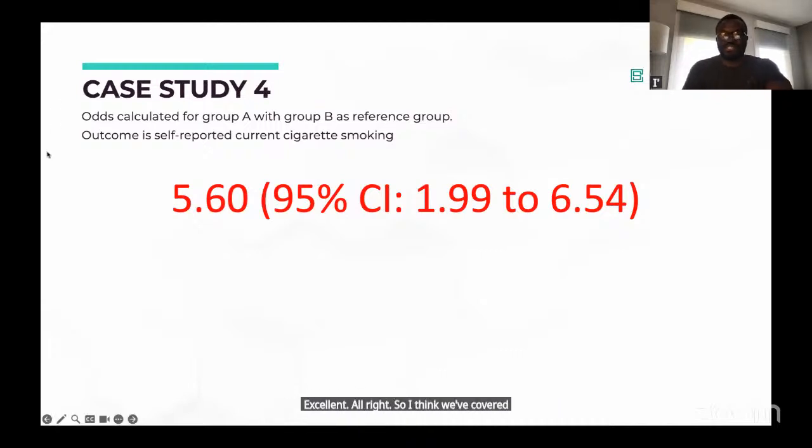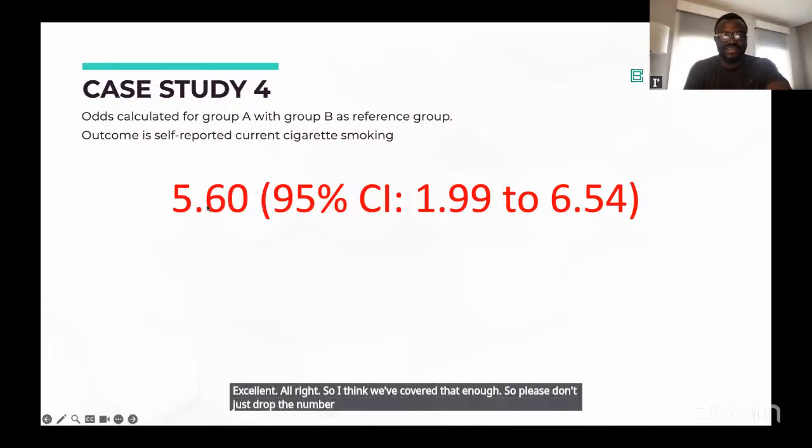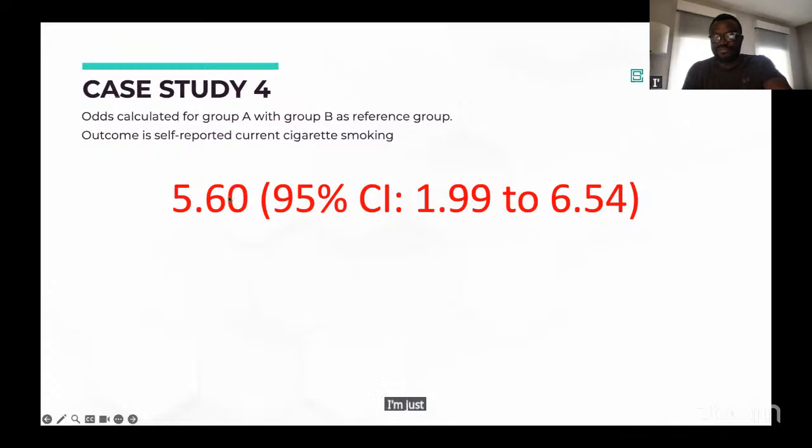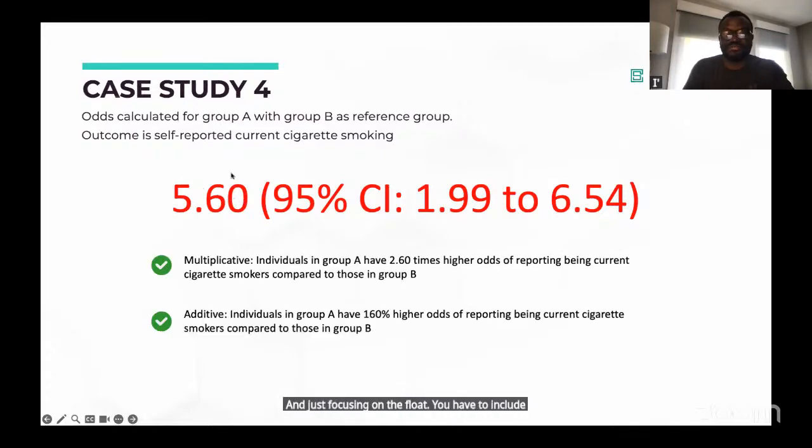So please don't just drop the number in front. It is part of it, because for those of us who answered 60%, it's like you are completely ignoring this huge big number in front of you and you're just focusing on the float. You have to include both numbers in interpretation. All right.